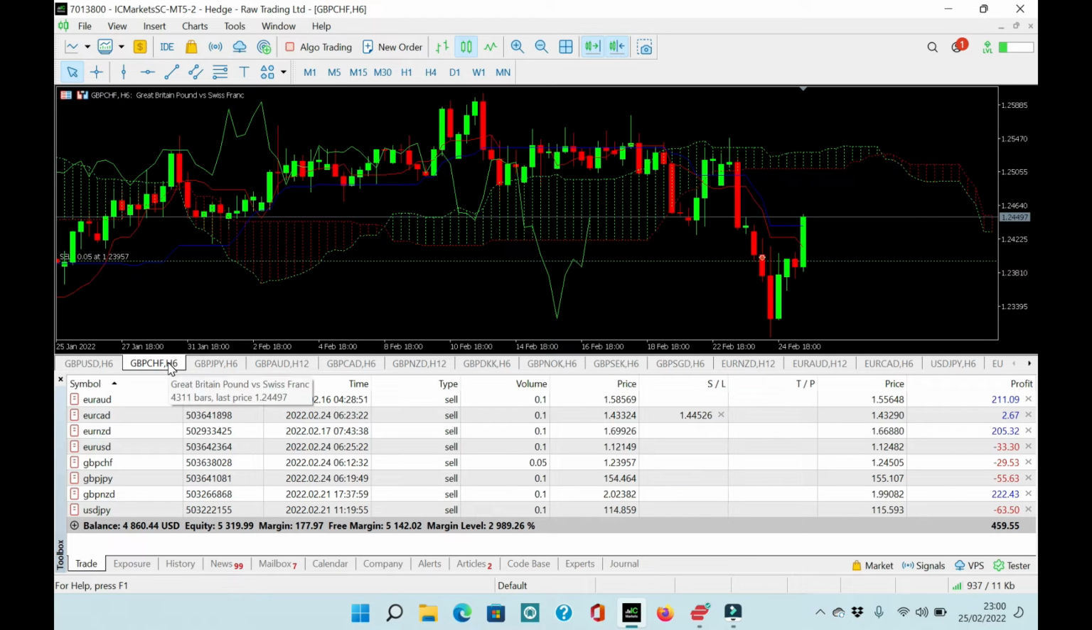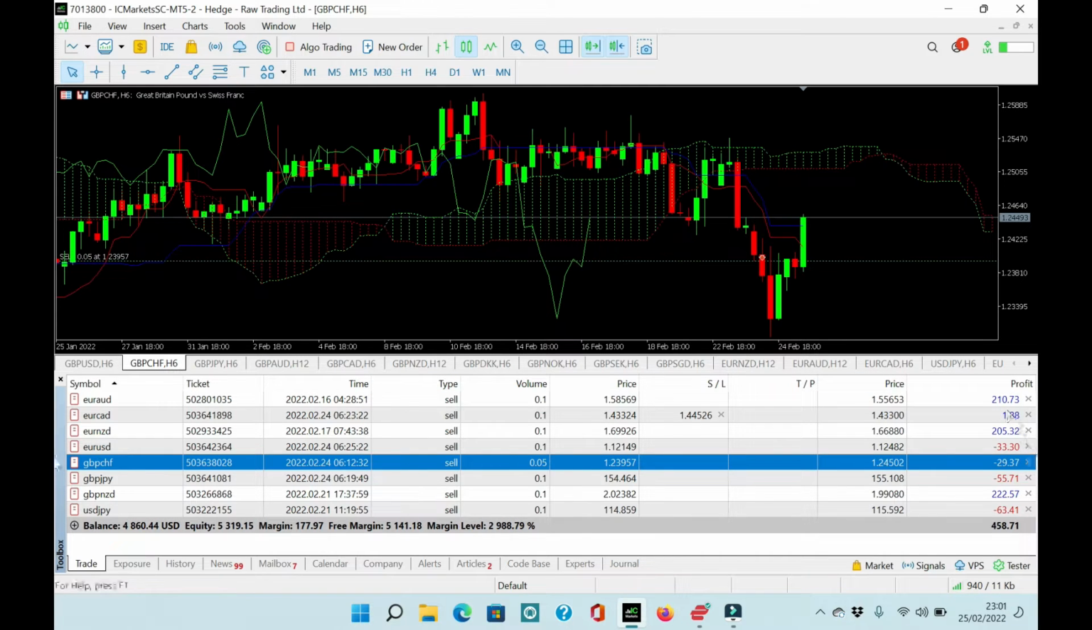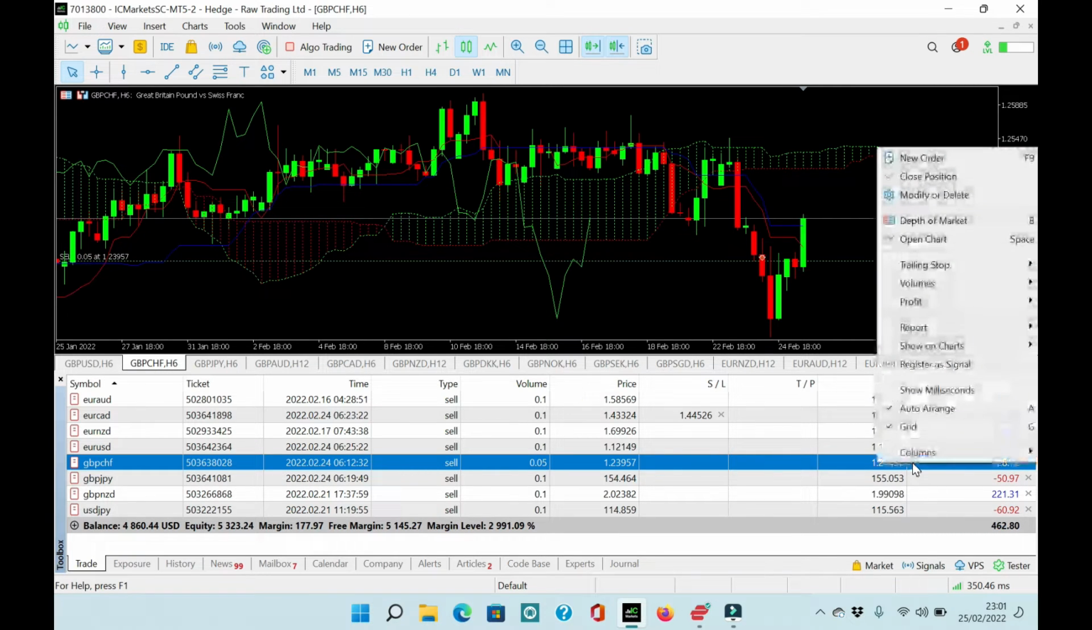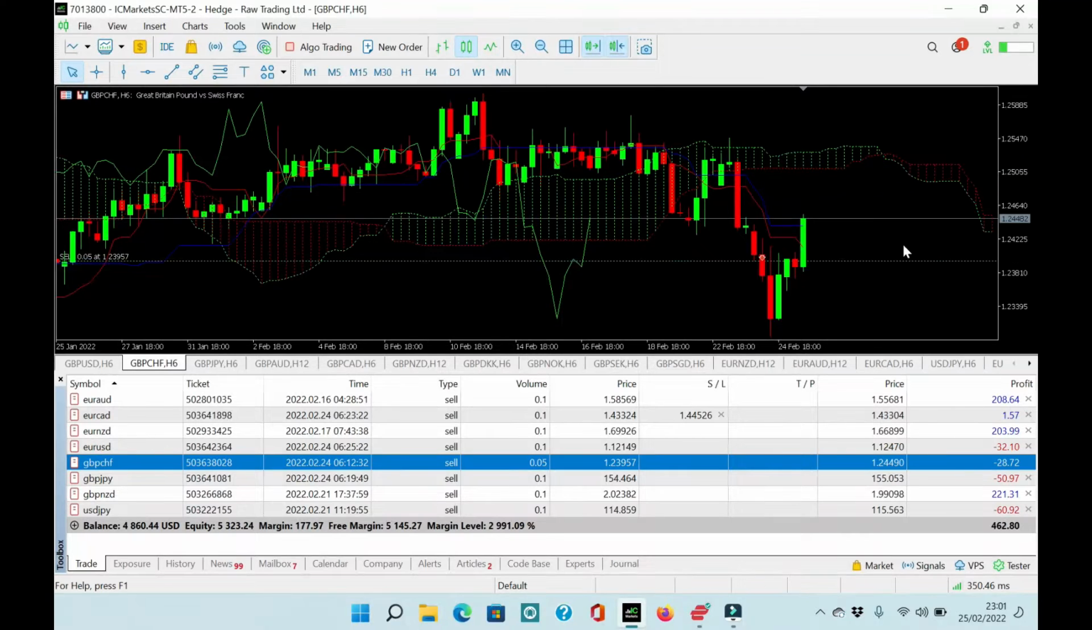This one, pound sterling, Swiss franc. I decided to close this one because the price is already fighting back. I will close this one. Loss. Come on, man. Close. Nothing happened. Oh my goodness. Why can I not close this one? I don't know why.